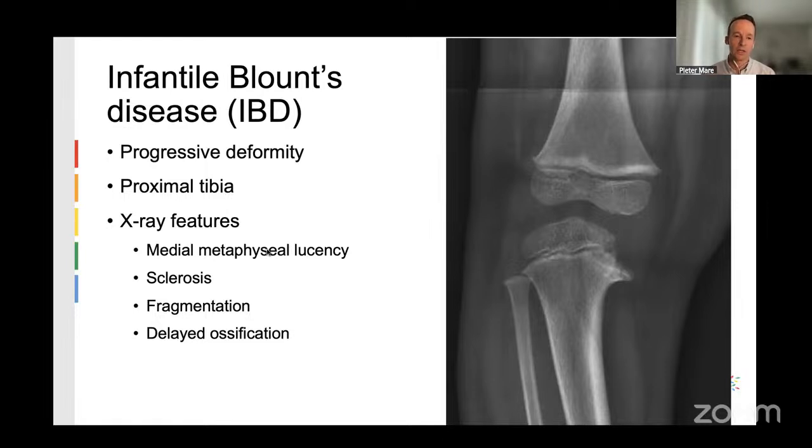And the classic radiological features, which were described by Langenskiöld to occur by the age of 36 months, are apparent in this image of a child who is 44 months old. You can see there's a medial metaphyseal lucency, there's sclerosis, and there's fragmentation and delayed ossification of the medial aspect of the proximal tibial epiphyseal ossification center.